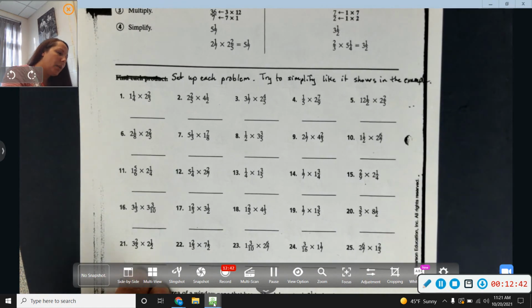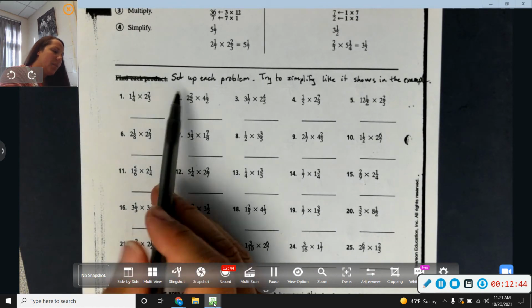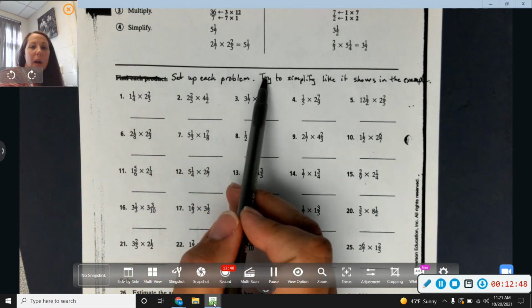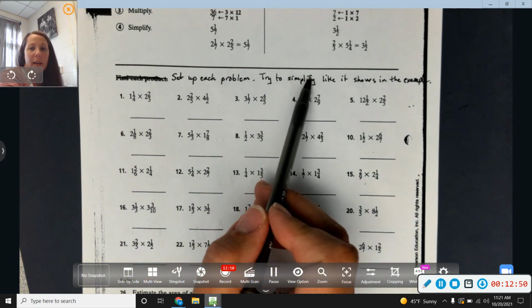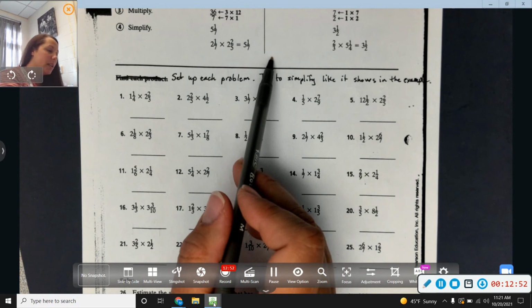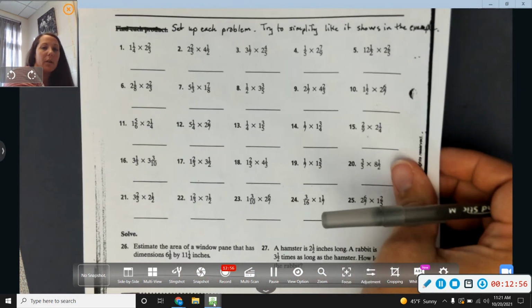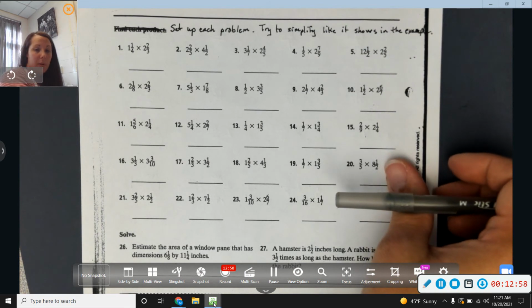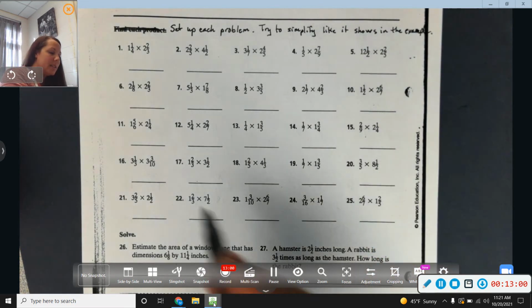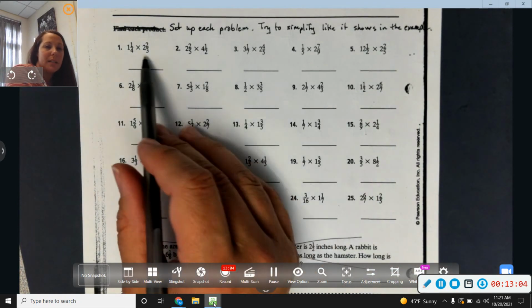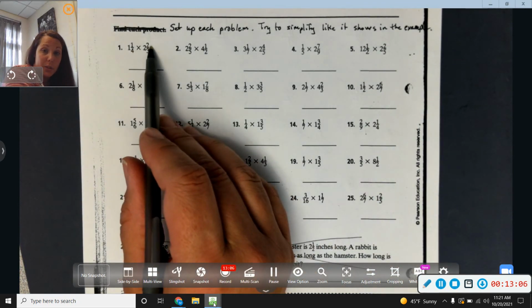When you flip it over to the back, Mrs. McCall says set up each problem. Try to simplify, okay, like it shows in the example. Try to simplify. So we are going to set these up, okay? When we set these up, you don't have to do the bottom 2. When we set these up, we have to wheel them first, okay?